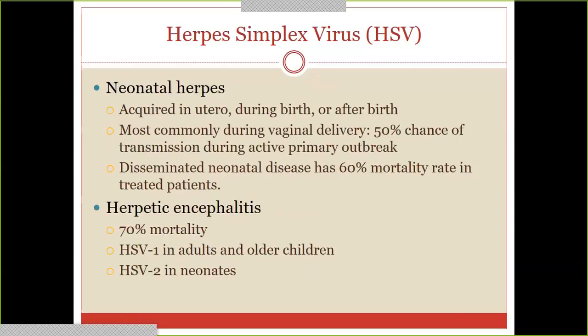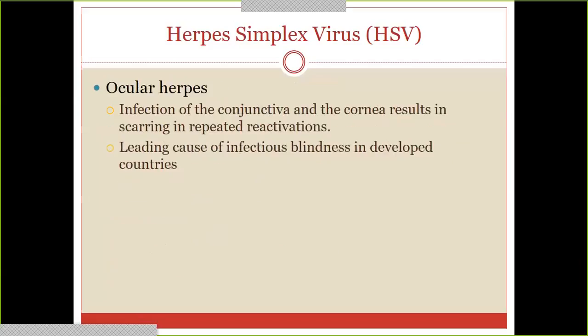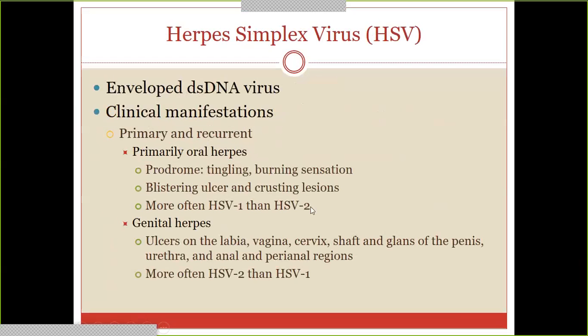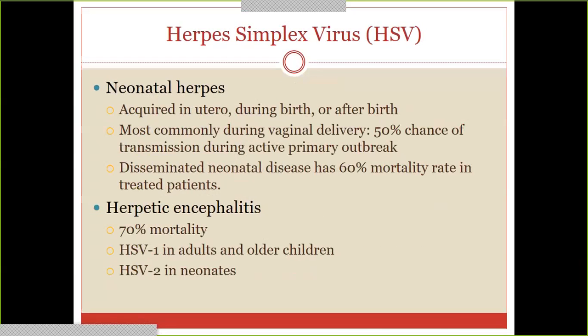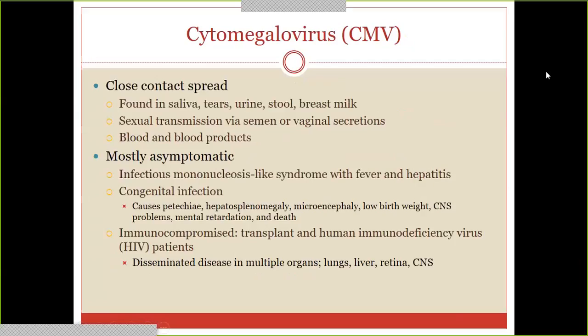There is neonatal herpes, so if the mom has it and passes it to the baby upon birth, you get the idea. And then there's herpetic encephalitis, which is when it goes up into the brain and causes swelling. Ocular herpes is capable of causing blindness. So just a note there as well. I don't expect you to know everything about herpes. We're just trying to keep it to the very, very basics here, because there are a lot of viruses we have to cover.